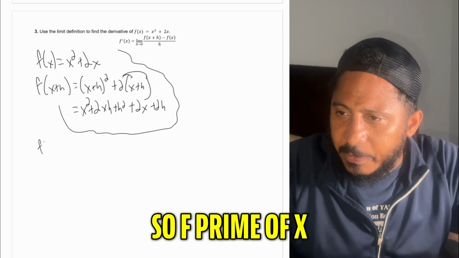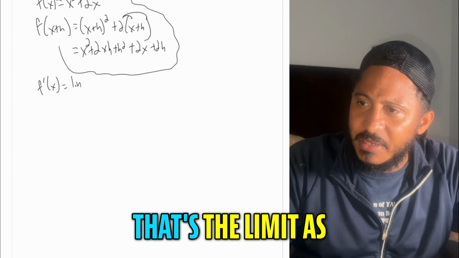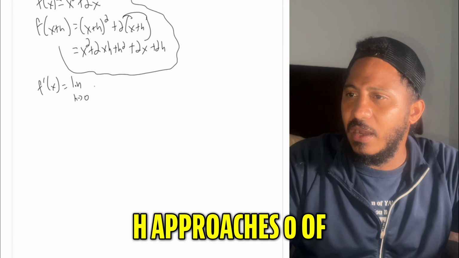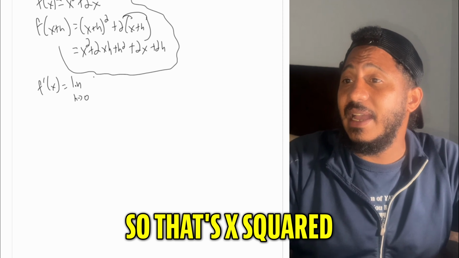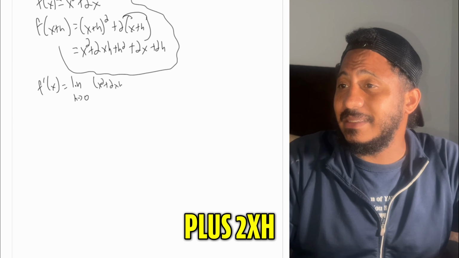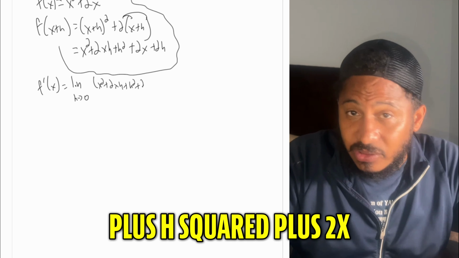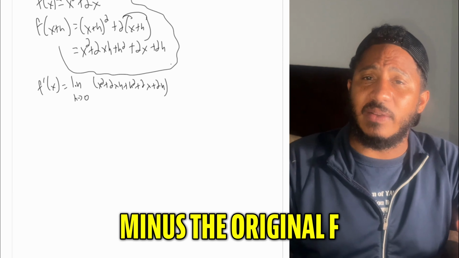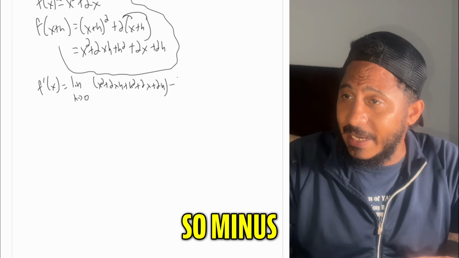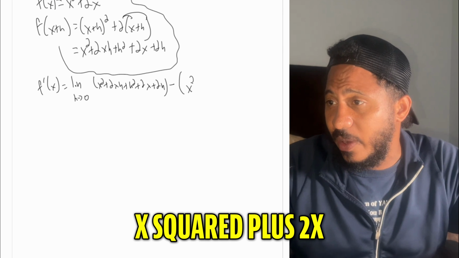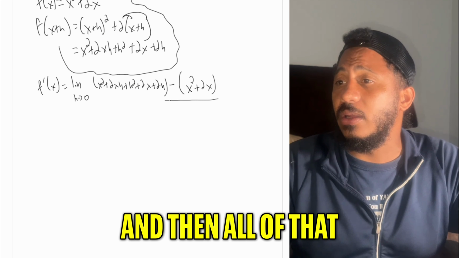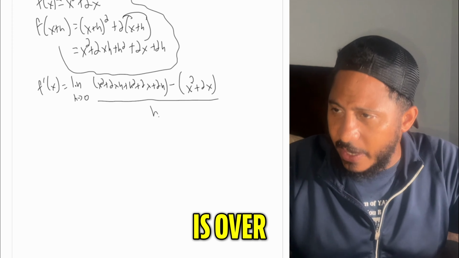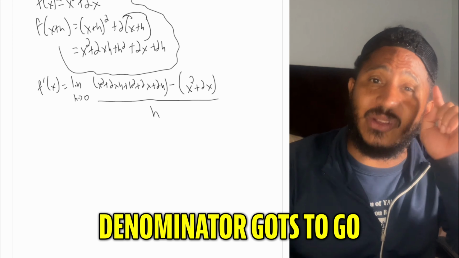All right, so f prime of x, got it. That's the limit as h approaches 0 of f of x plus h. Okay, so that's x squared plus 2xh plus h squared plus 2x plus 2h, okay, minus the original f of x. Now, we have to be careful with our parentheses. So minus, and then parentheses, x squared plus 2x, and then all of that is over h, okay? The h in the denominator has got to go.